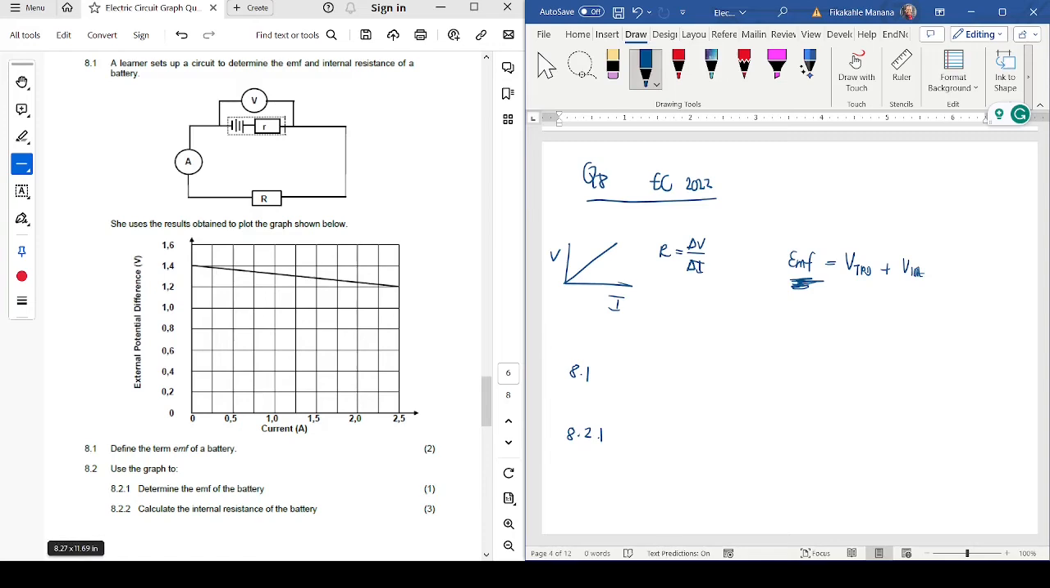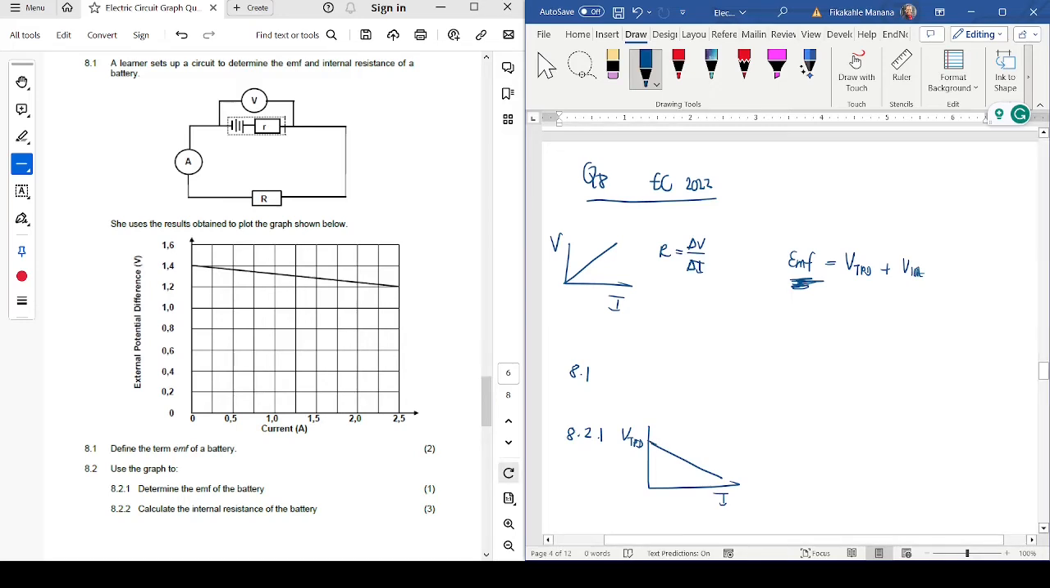Now it says use the graph to determine the EMF of the battery. Okay, so this makes sense then, that we're dealing with EMF and not exactly potential difference. This is potential difference, but if you were to deal with EMF versus current, then yes, we're expecting something like that. But yeah, determine the EMF of the battery. No, that would be terminal potential difference, not EMF. And there we go. So what is the EMF of the battery?